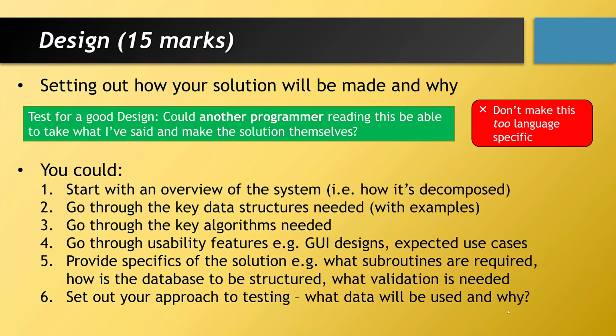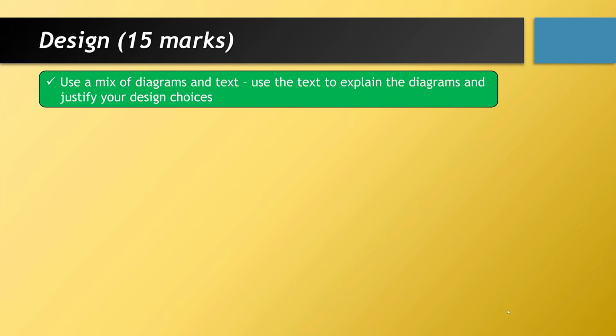To get high marks, you've really got to justify why you are planning it like you are planning it. This section will definitely be a mix of diagrams and text. A lot of the analysis is just text, maybe some tables, maybe some bullet points, but a lot of just paragraphs. Whereas design will be a mix of diagrams and text. And make sure you use the text to explain the diagrams and, like I say, justify your thinking.